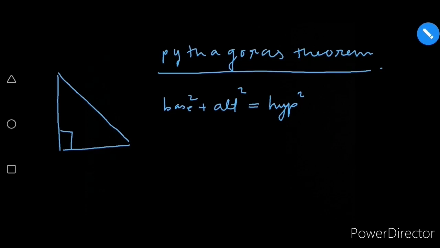So what is the base? Base is this side which is at the base, and altitude is the one which stands upright, and hypotenuse is the one which is the longest. So the base square plus altitude square gives us the hypotenuse square.